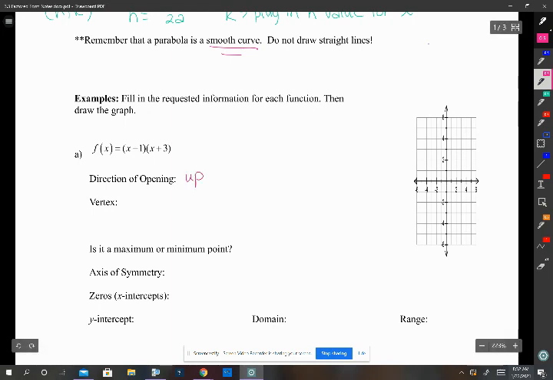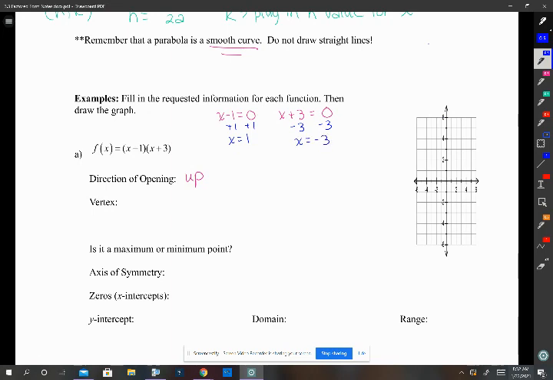We're going to solve these. So this would be x minus 1 equals 0 and x plus 3 equals 0. When we solve that, we add 1 to both sides, so x equals 1. We subtract 3 from both sides, so x equals negative 3. So those are our x-intercepts or our zeros. So that's the points (1, 0) and (negative 3, 0). And then from there, we want to figure out what our equation looks like in standard form.